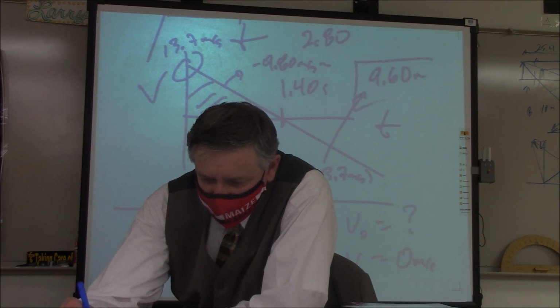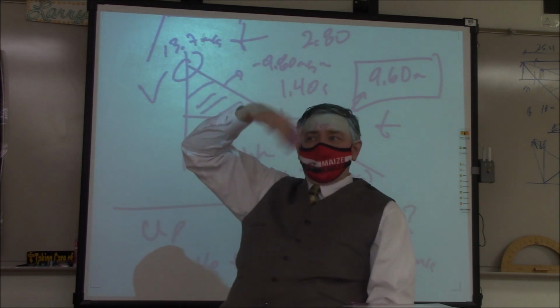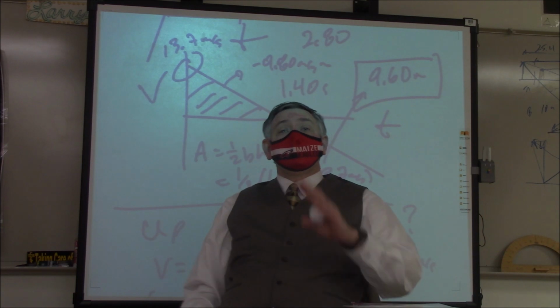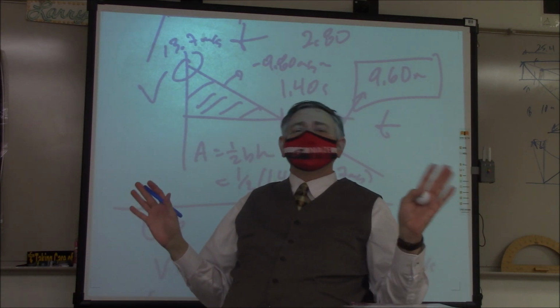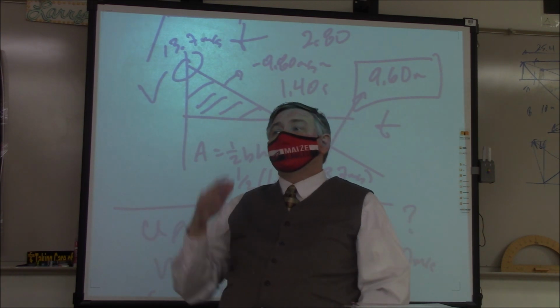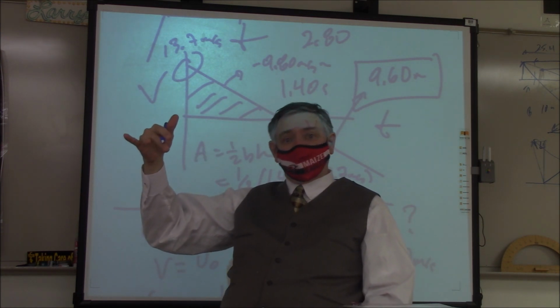9.60 meters. Okay? So that area is 9.60 meters. That's my maximum height. Now, triangles have always kind of flipped me out. Okay? All right, well, let's do something else. So how else could you find the maximum height?